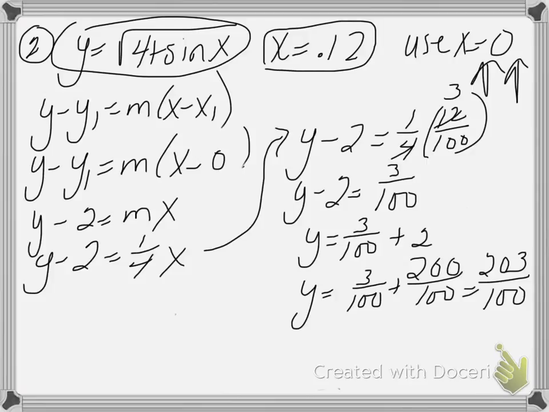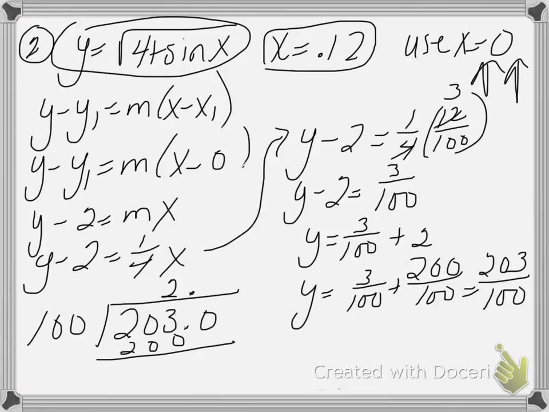So you could think of it like this. Whoops. 203 divided by 100 goes in twice, and then it goes in 3. So, I'm sorry, I'm an idiot.